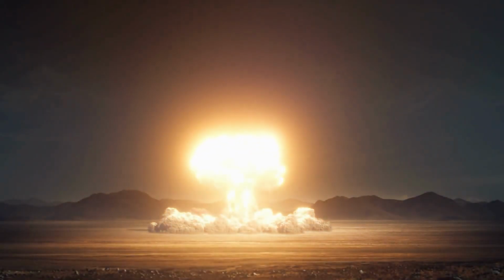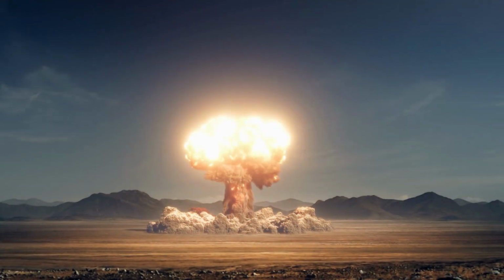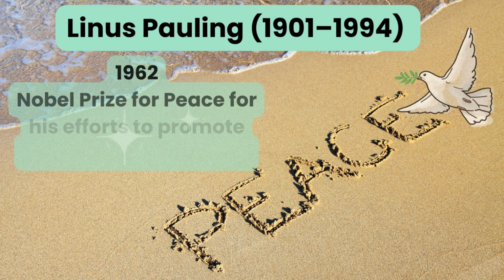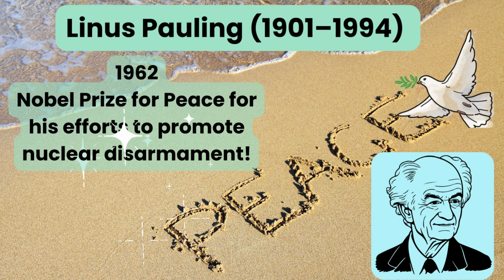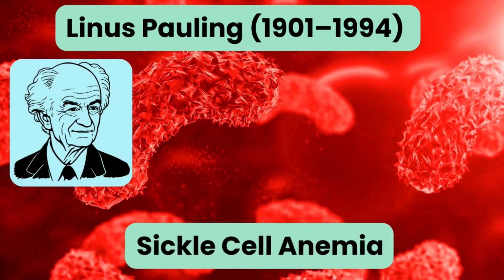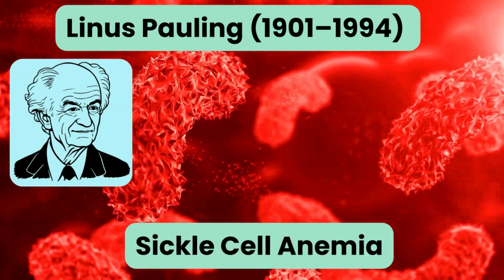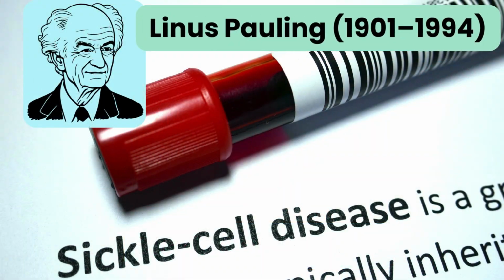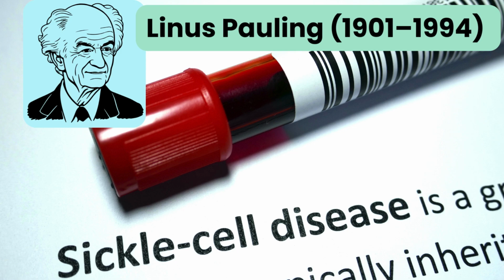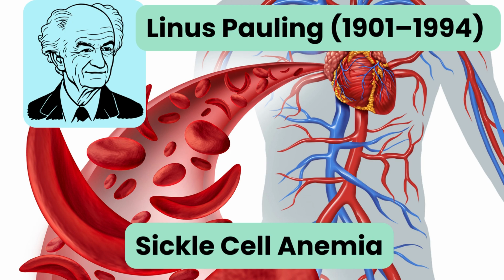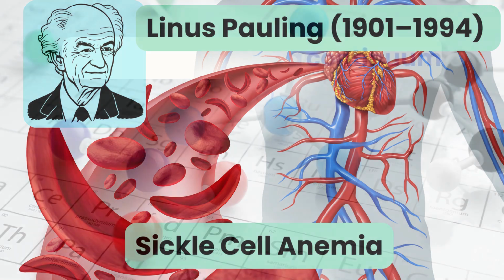Pauling was one of the first scientists to raise concerns about the health hazards of nuclear weapons testing. In 1962, he received a Nobel Prize for Peace for his efforts to promote nuclear disarmament. Pauling's yet another significant contribution lies in his identification of the genetic mutation in the hemoglobin protein responsible for sickle cell anemia, resulting in the abnormal shape of red blood cells.